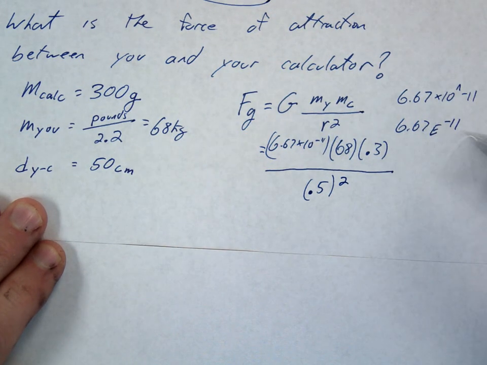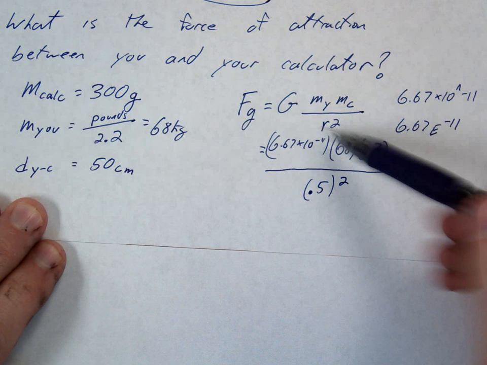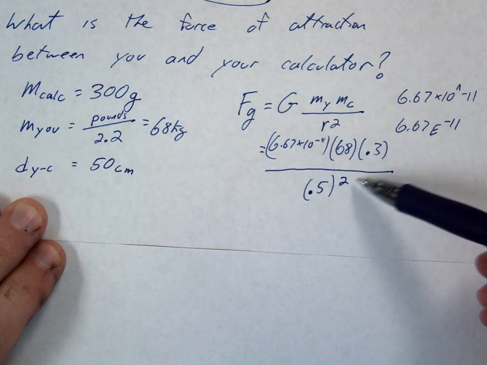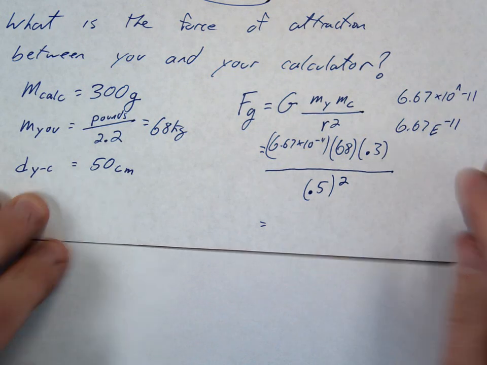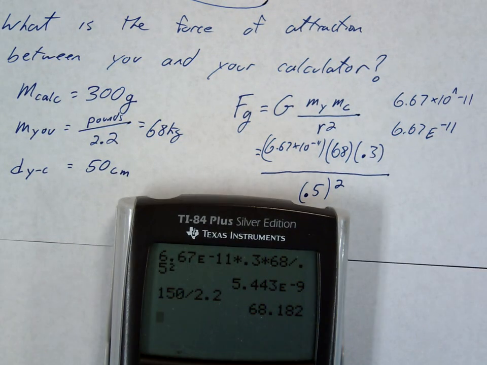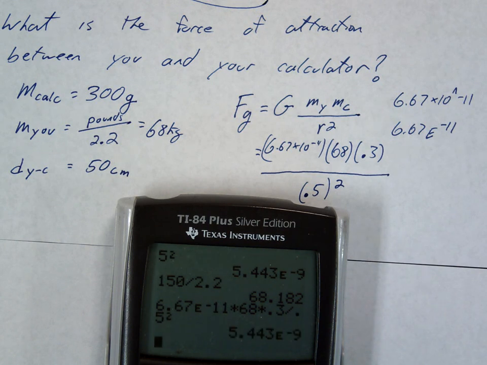So there's a lot of ways for people to make mistakes. A lot of people make this mistake, the conversions, and then the square. That's another big mistake. Okay, so let me do it. So 6.67, you do your little E thing to the negative 11, times 68, times 0.3, divided by 0.5 squared. Okay, 5.44 times 10 to the negative 9.